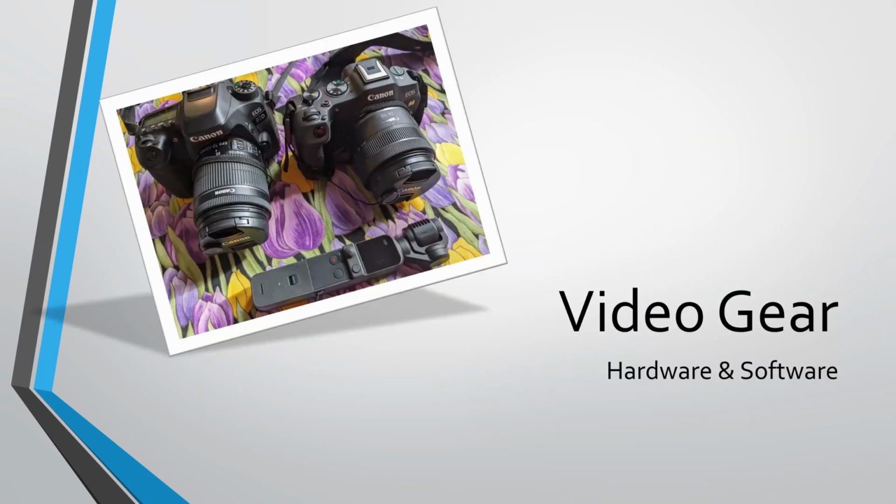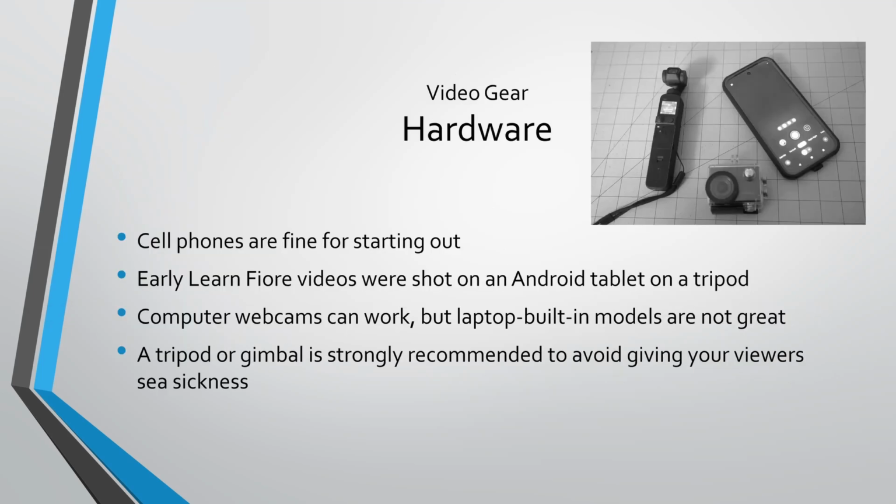So that takes us to gear. I'm going to talk some about hardware, and then I'm going to talk some about software. So hardware, cell phones are fine for starting out. Modern cell phones are very high resolution. My new cell phone will shoot in 4K easily and 8K if you do a little extra work, and that's more than you need for YouTube.